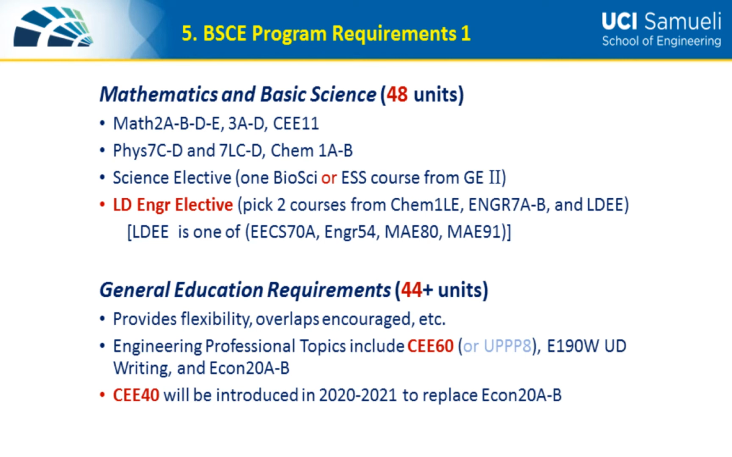The above program requirements cover those parts of general education corresponding to math and science, but an additional 44 units in specified areas is required, and this is covered in a later slide. Last, our program requires several engineering professional topics classes, but each overlaps with a general education requirement, so, while care must be taken to complete those courses, no additional courses must be taken.